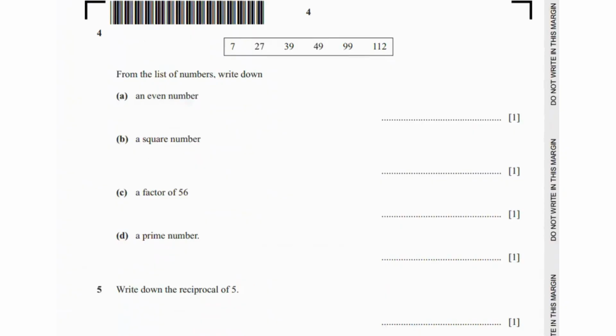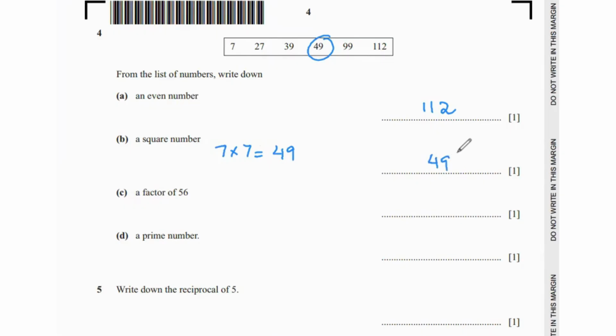Then we have a list of numbers and they want us to write down what each is. So we have to figure out what's an even number in this list. So even number is a number that ends with 2, 4, 6, 8, and 0. So in this case, it's 112. A square number is a number that we get when two same numbers are multiplied. For example, if we do 3 times 3, that's 9. So 9 is a square number. So over here, if you notice, 49 is a square number because 7 times 7 is 49.